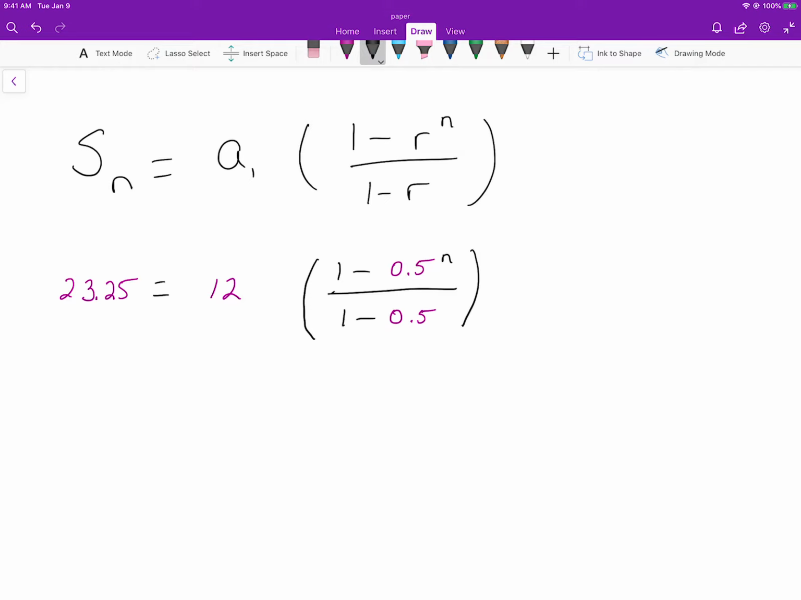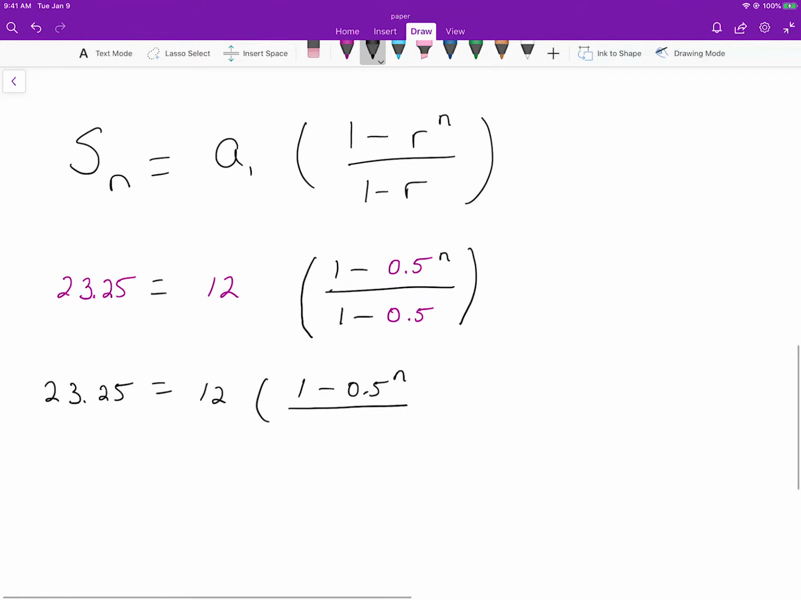So now I'm just going to simplify anything I can. And the first thing I'm seeing is the 1 minus 0.5. That's the easiest thing to simplify. So I'm just going to copy everything else down. 1 minus 0.5 to the n power. I'm not changing anything, and I'm just simplifying this denominator to 0.5.